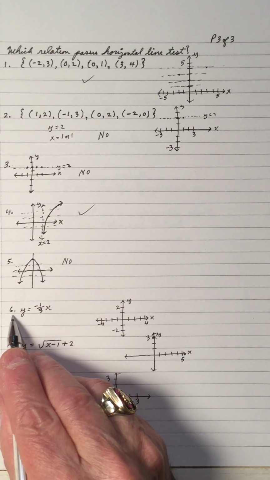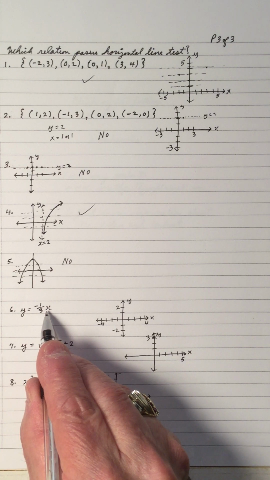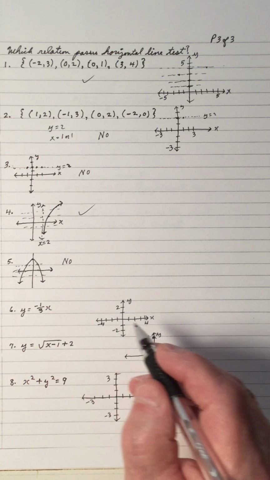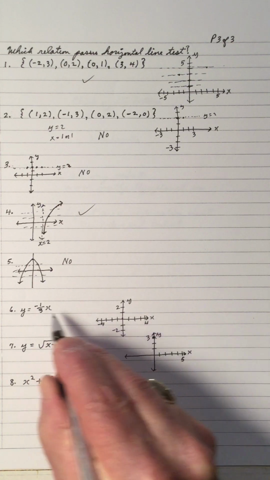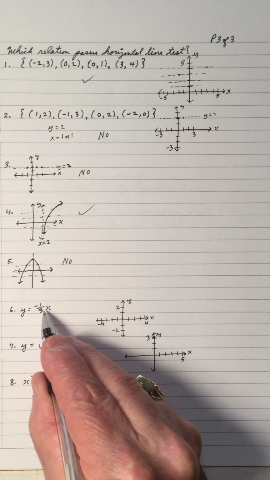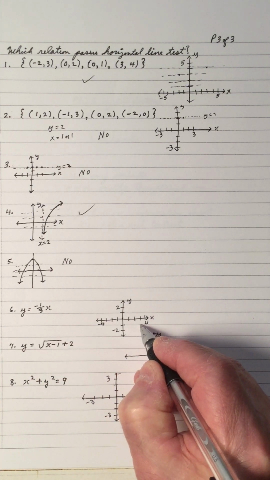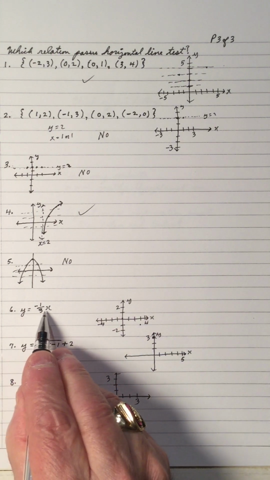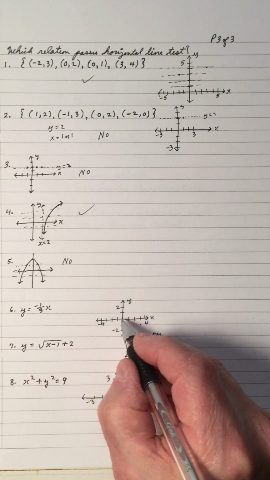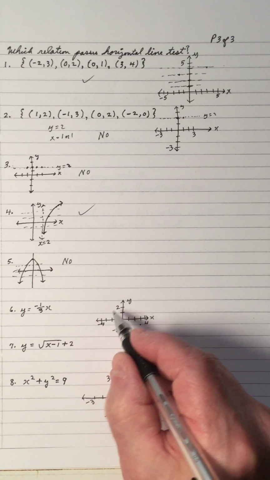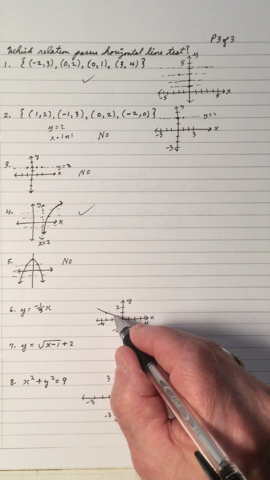And number 6, y equals negative 1/3 x. So when x is 0, y is 0. When x is 3, y is negative 1. When x is negative 3, negative 1/3 times negative 3 is 1, so y is 1. So this is the line right here.